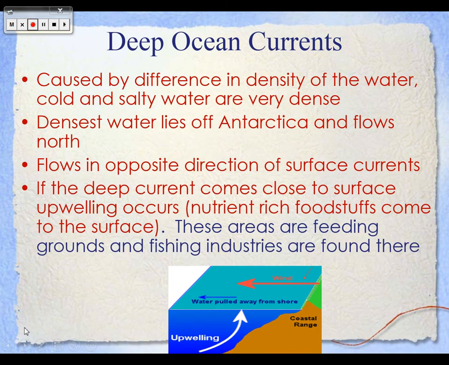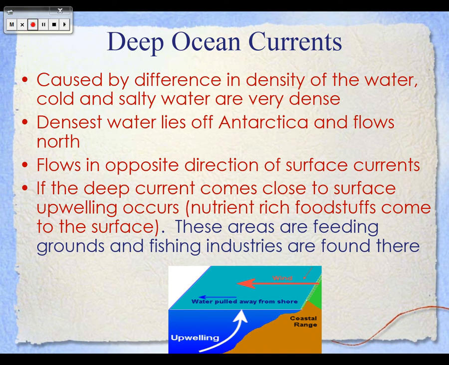A deep ocean current is caused by difference in density of the water. Cool or cold and salty water are very dense. The densest water lies off of Antarctica and flows north. Okay. Deep ocean currents always flow in opposite directions of your surface current. If a surface current is flowing south, the deep ocean current under it is moving north.